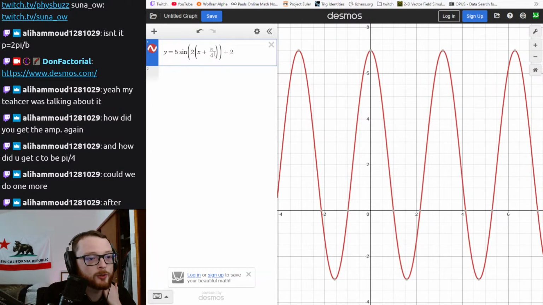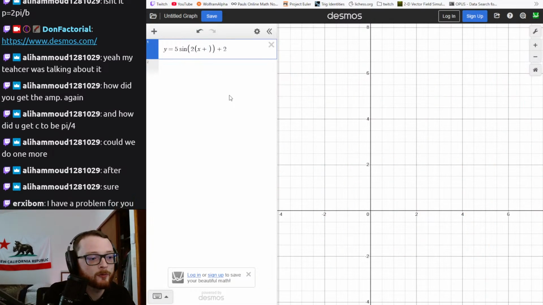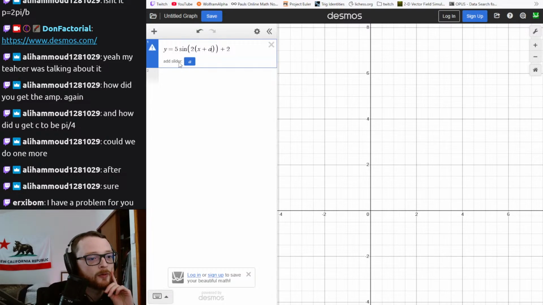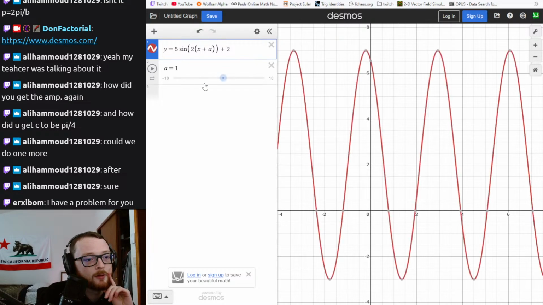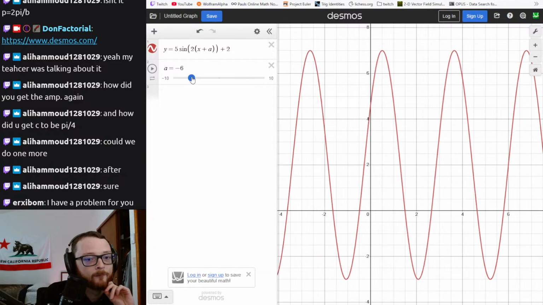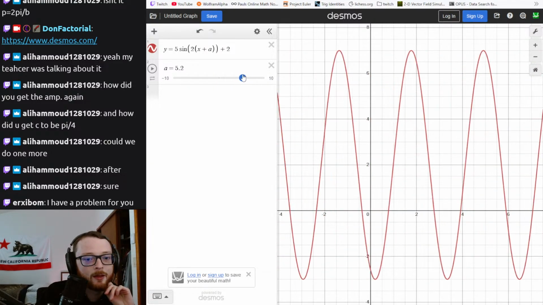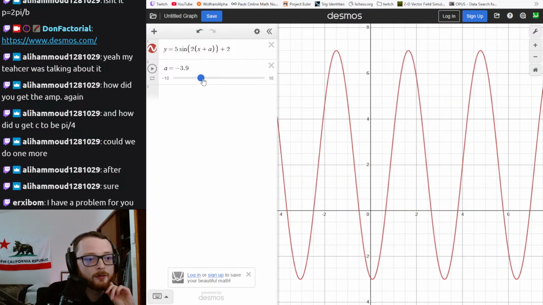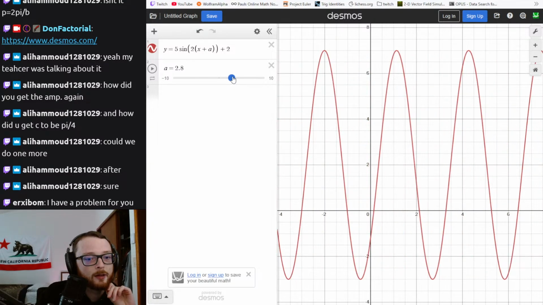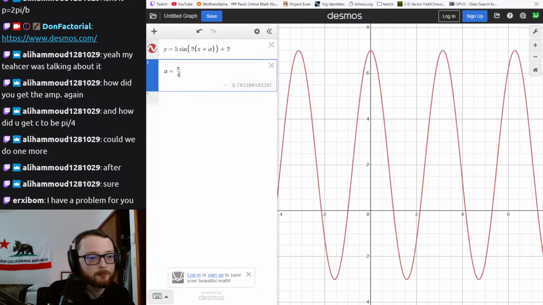I do want to show you another cool thing about Desmos. Say this pi over 4, instead of doing pi over 4, I'm just going to make it a letter A, and this add slider thing pops up. I'll hit that button, and now we can scroll around A and see what effect it has on the graph. You can see it's shifting it from left to right. It's a really cool way to visually see the effect that each of these things has on the graph. So I can manually set it to pi over 4 and we get the same thing back.